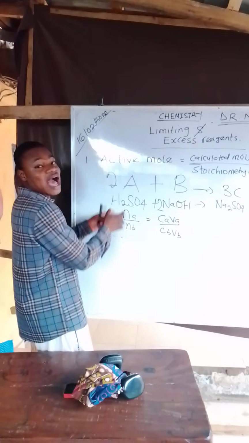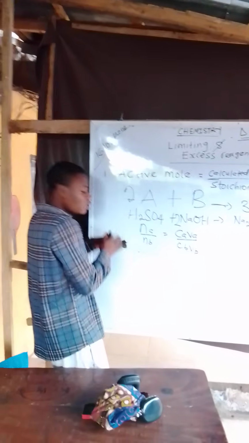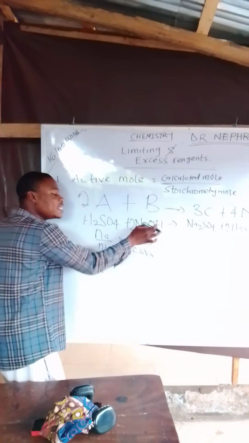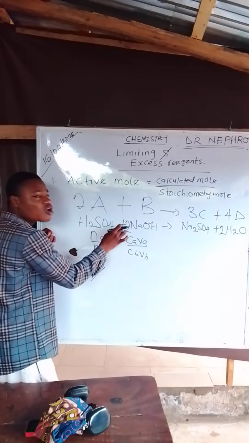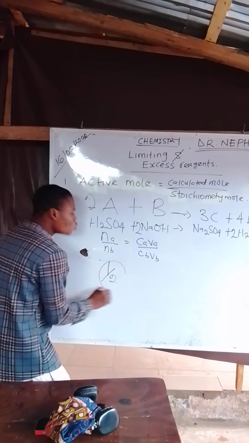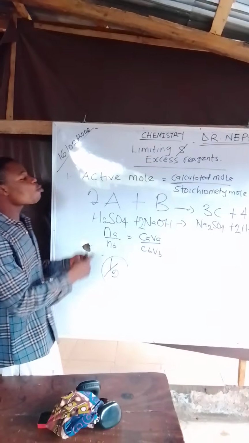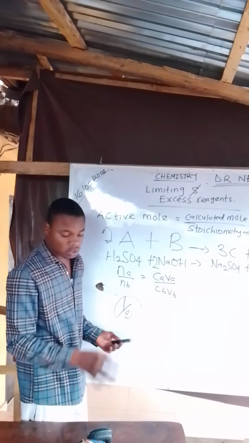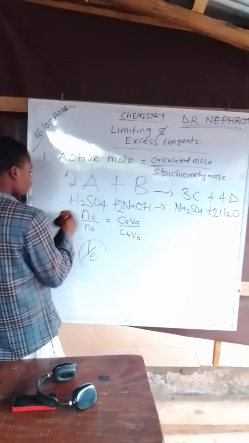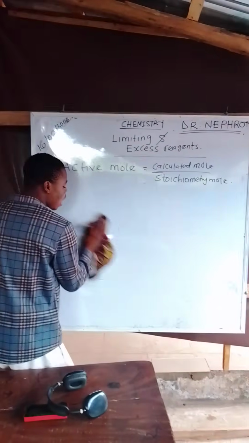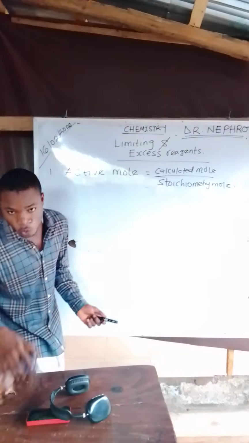So the stoichiometric mole of the acid here is 1. While the stoichiometric mole of the base here is 2, because the coefficient of the sodium hydroxide here is 2. So that's what's called the stoichiometric mole. Stoichiometric mole is the number of moles obtained from a balanced chemical equation. Now, having known that, let me explain how to calculate these active moles.